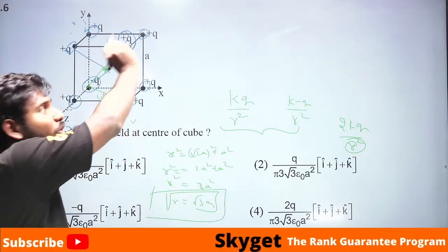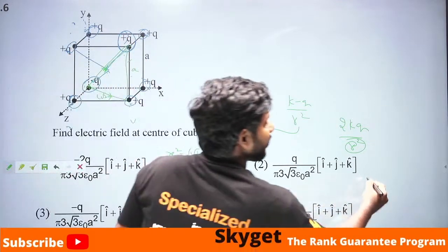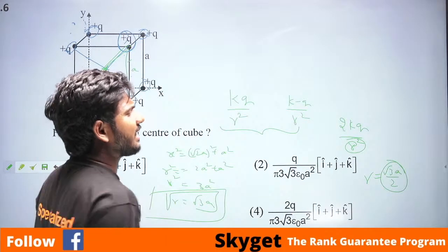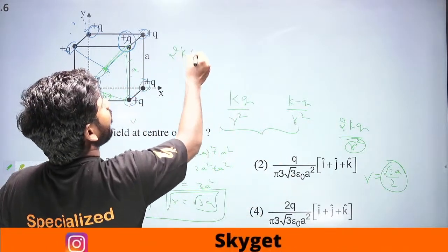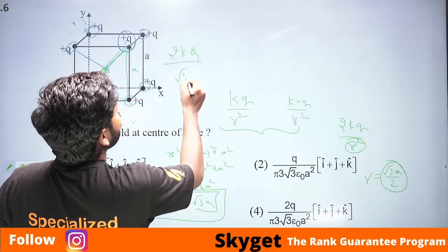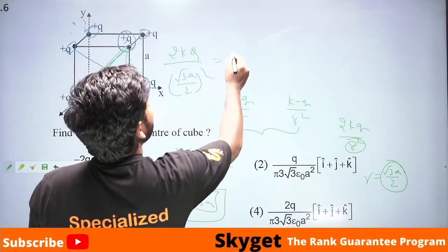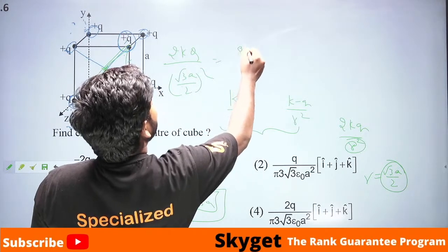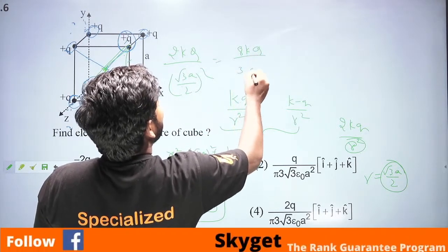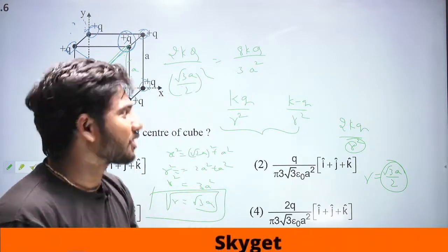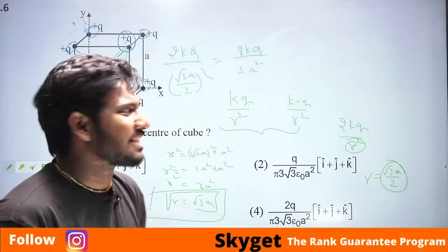Distance from the center of the cube to the edge is how much? Root 3a by 2. So you substitute this here, students. 2kq by r is how much? Root 3a by 2 whole square. So this one will be 8kq by 3a square, is the answer, is the magnitude, students. But carefully try to understand, students.